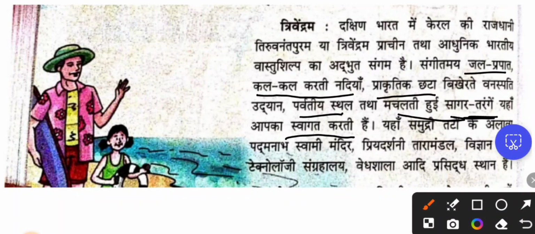So what are the things which will welcome you when you visit Kerala, Thiruvananthapuram? Sangeetmay jalprapat, kalkal karti nadiyan, prakritik chhata bikherte vanaspati, parvatiya sthal, machalti hui sagar tarange and prachin aur adhunik bharatiya vastushilp ka adbhut sangam. So all these things will be welcoming you. Thiruvananthapuram is the capital of Kerala, and has a wonderful combination of ancient and modern architecture. The musical waterfall, gurgling rivers, the botanical gardens and the radiating natural beauty, the mountains, the playful ocean waves, everything will welcome you.